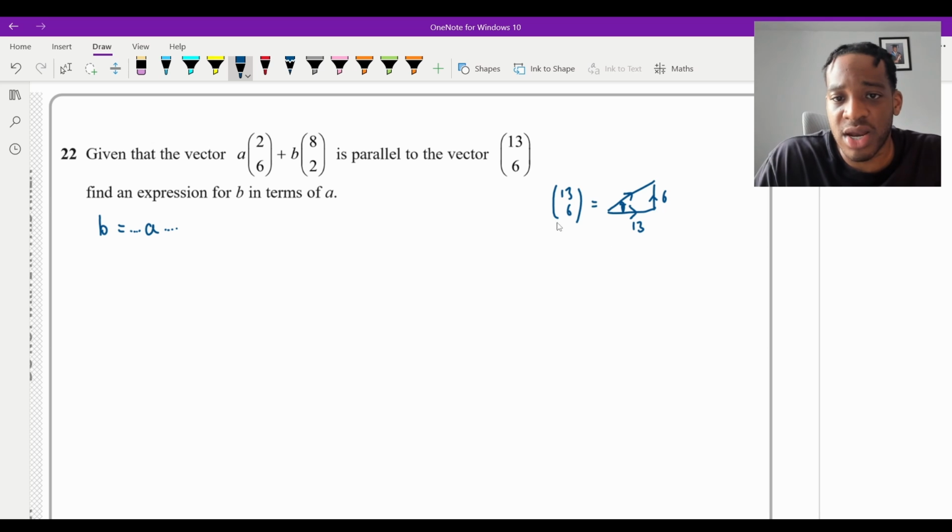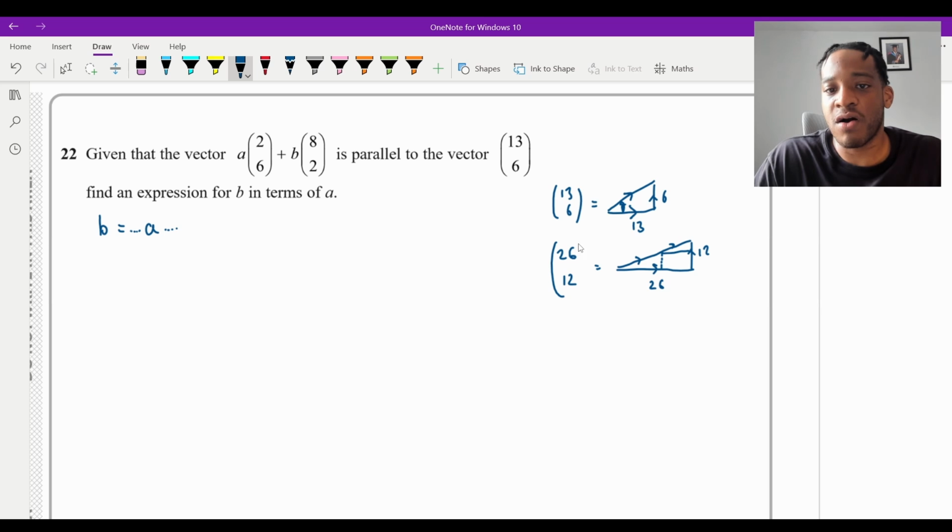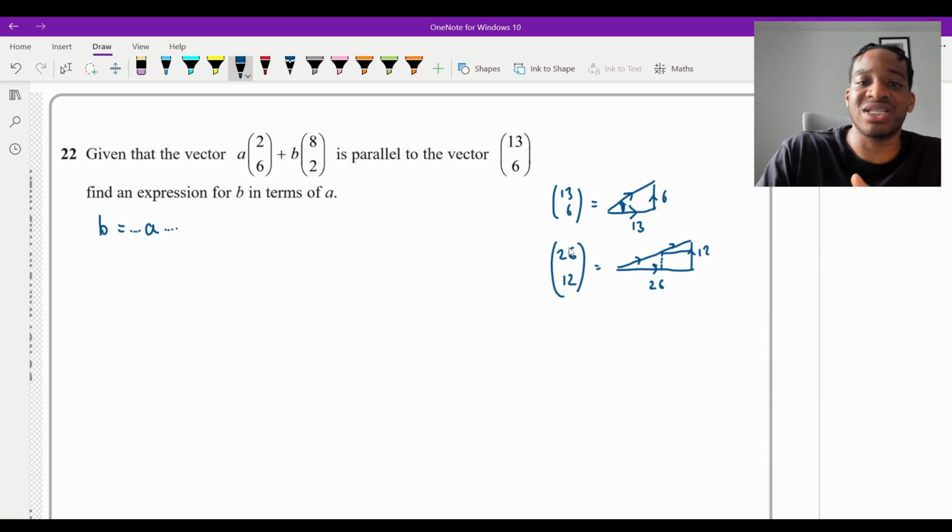So for example, let's just say I multiply this by 2 to give me 26, 12, right? Then that would be going twice as long across 26, and it'd be going twice as high, 12, right? But the direction would still be the same because we're going to have two of those vectors here. This is going to be the vector 13, 6, and then we're going to have another 13, 6 here. So you can see that when vectors are multiples of one another, they go in the same direction, and so they're parallel, right?